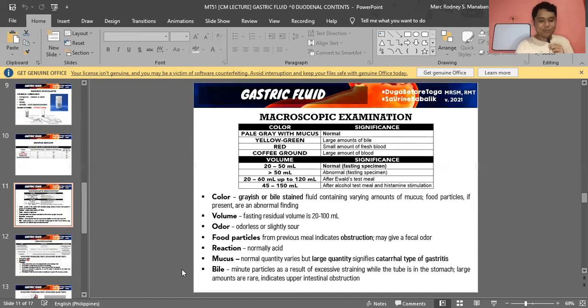Alright? Sige. Next, for macroscopic examination of the gastric fluid, the normal color is pale gray with mucus. All right.